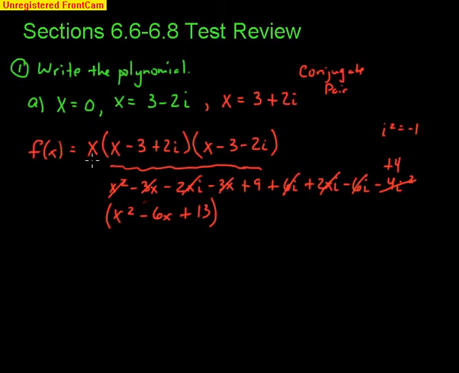Let's bring that x on down, and let's distribute the x. X cubed minus 6x squared plus 13x. And here is your polynomial function with these given zeros.